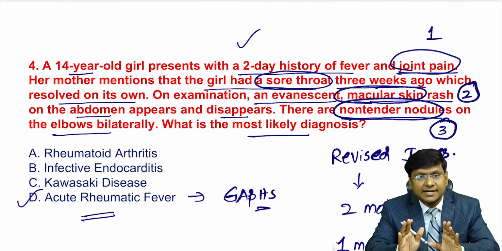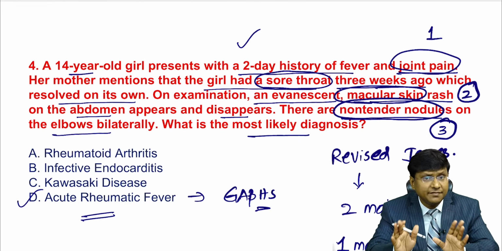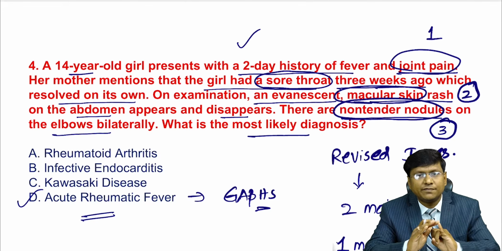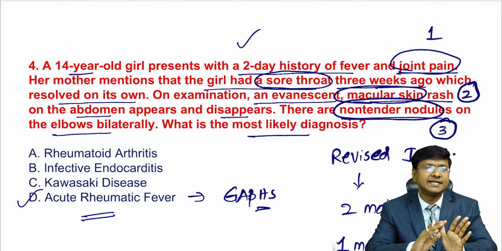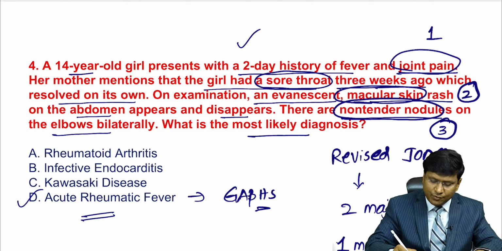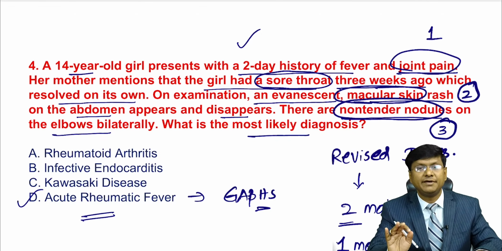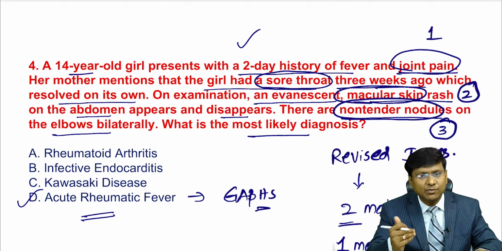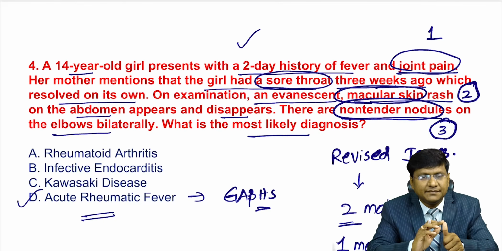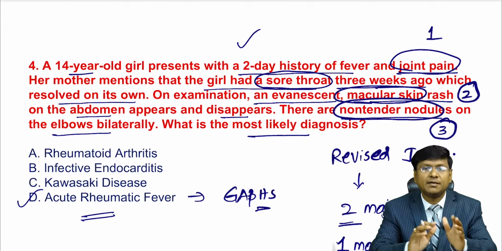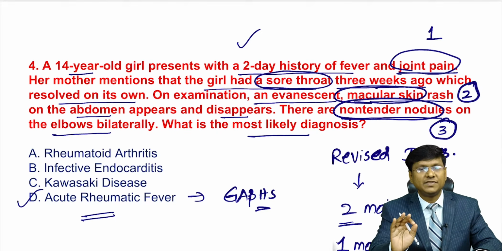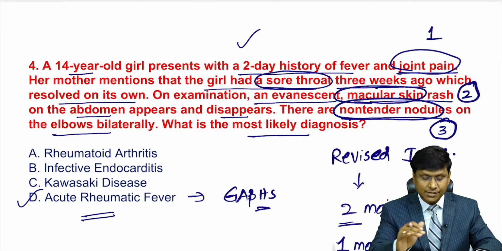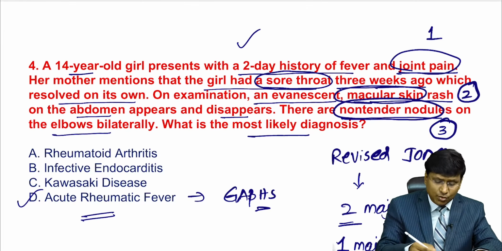So what are all the major criteria according to the revised Jones? Number 1, clinical or subclinical arthritis, then carditis, then erythema marginatum, subcutaneous nodules, and Sydenham's chorea. Out of 5, if 2 are present, then we consider that the individual has rheumatic fever. Then what are the minor criteria? Polyarthralgia, fever, raised CRP, raised ESR, and prolonged PR interval. So these are the minor criteria. Now, how will you rule out the other options?